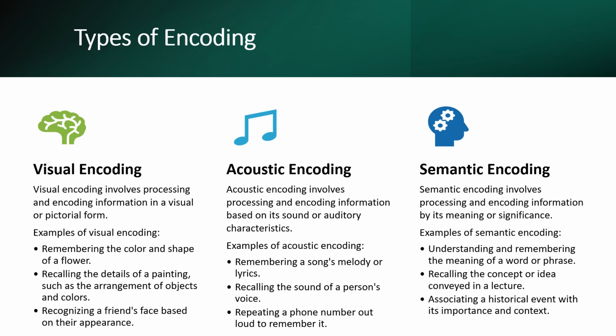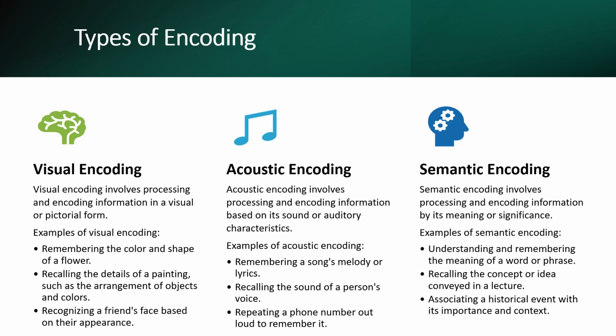Types of encoding. The first one we have is visual encoding. Visual encoding involves processing and encoding information in a visual or pictorial form. Examples of visual encoding: remembering the color and shape of a flower, recalling the details of a painting such as the arrangement of objects and colors, recognizing a friend's face based on their appearance.